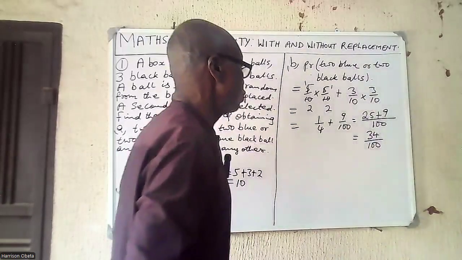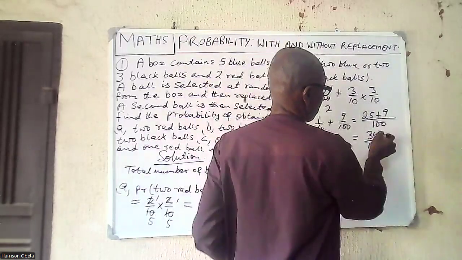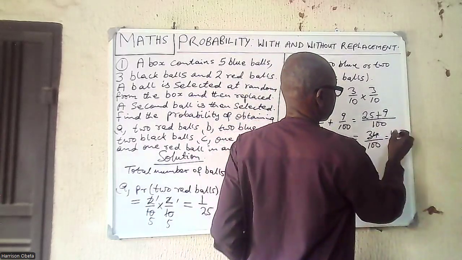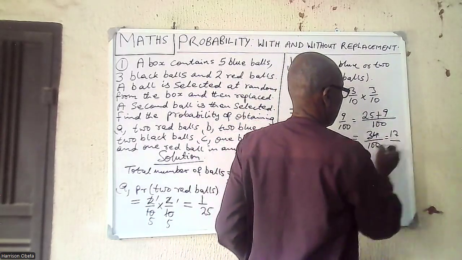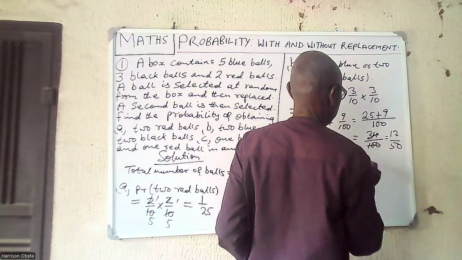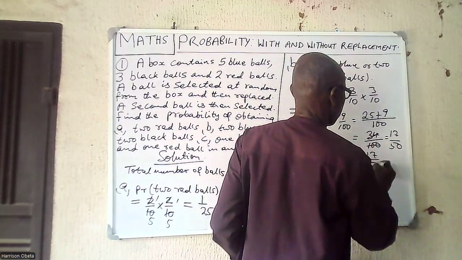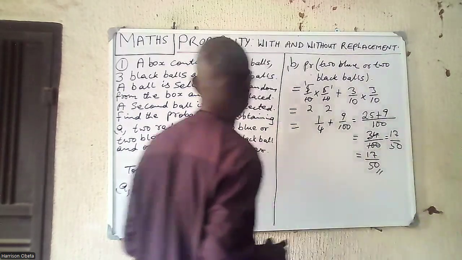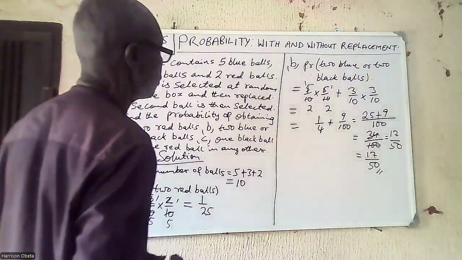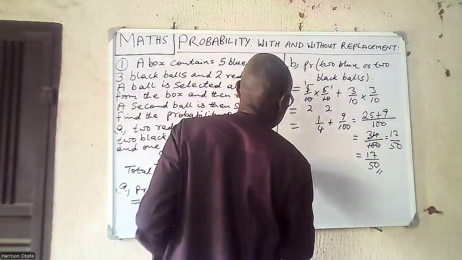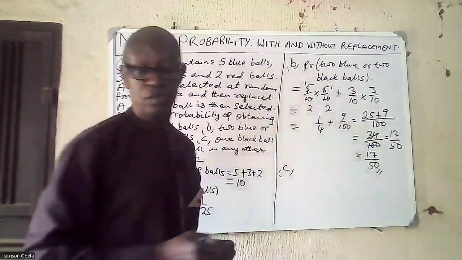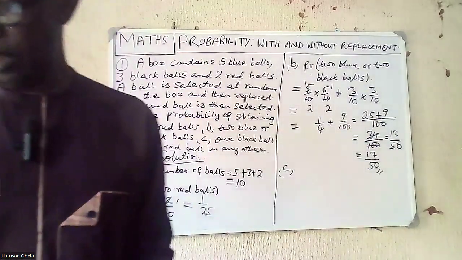We divide by 2. And then 2 here is 17. And then 2 here is 50. So our final answer to that is 17 over 50. Okay. Then we are now going over to C.